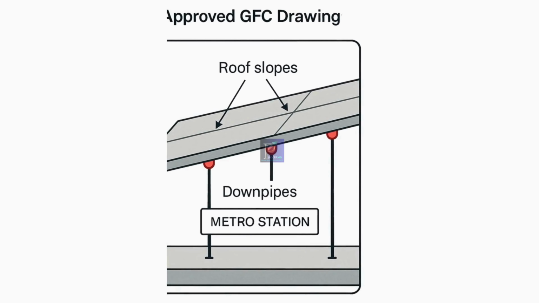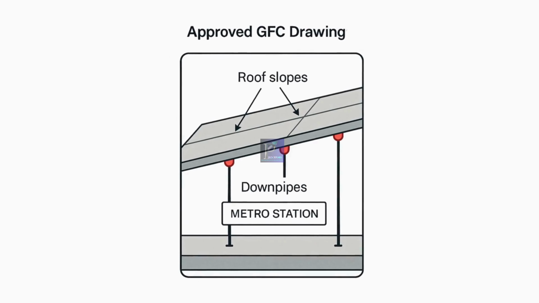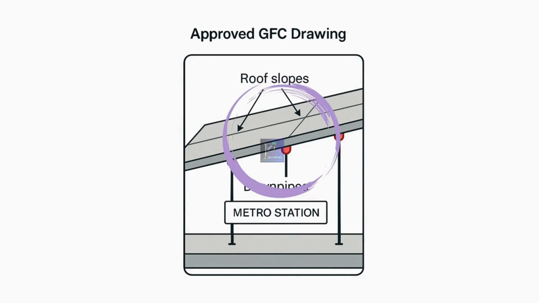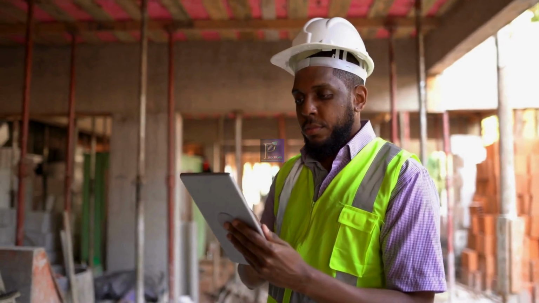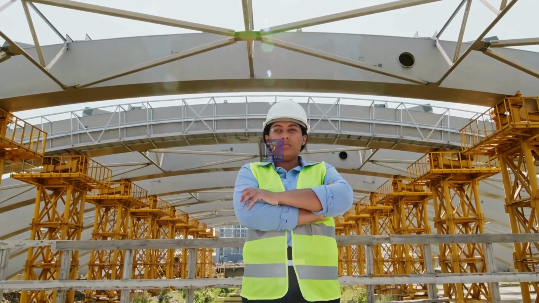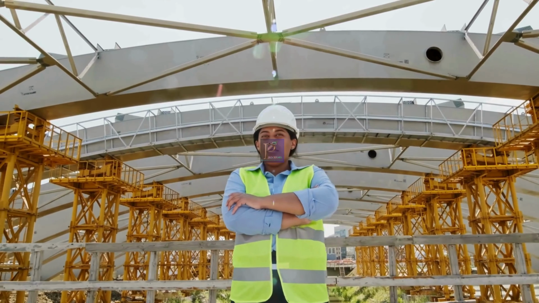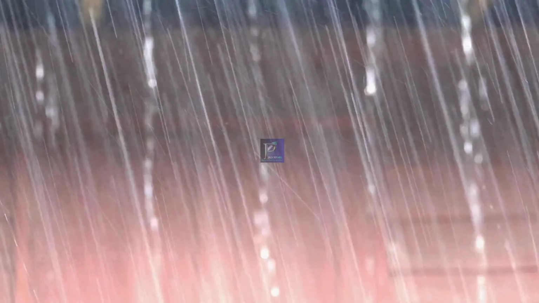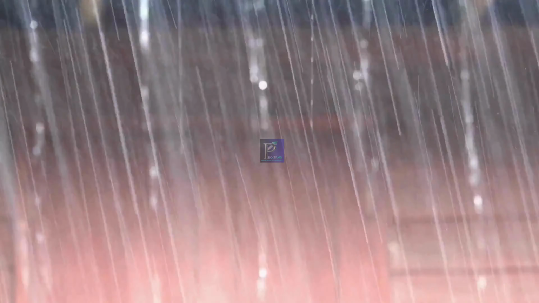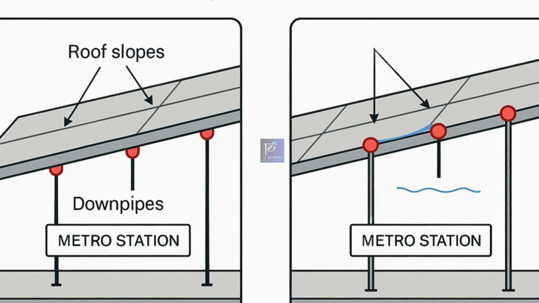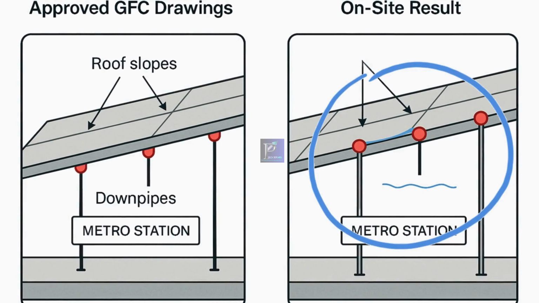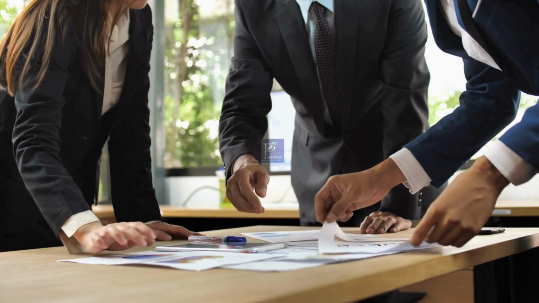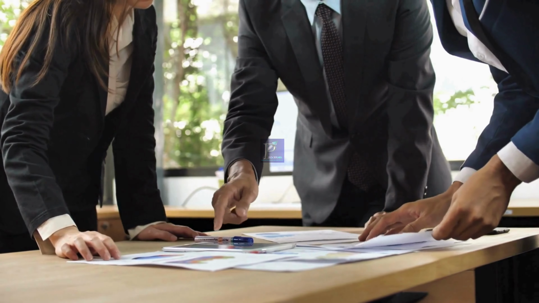The approved GFC drawings show the roof slopes and locations of downpipes, but on site, the actual slope and pipe outlet locations don't match up because the plumbing layout wasn't fully developed or coordinated. Result: the civil team finishes the roof slab based on approved GFC, but when the plumbing team arrives to install the downpipes, they discover the outlets are not aligned with the roof slopes. Water will accumulate instead of draining, leading to ponding or seepage risk. So, the site team now has to core new holes, reroute pipes, or adjust slopes, all outside the original design. These changes cost time, money, and may even affect structural elements like beams or ceiling finishes.